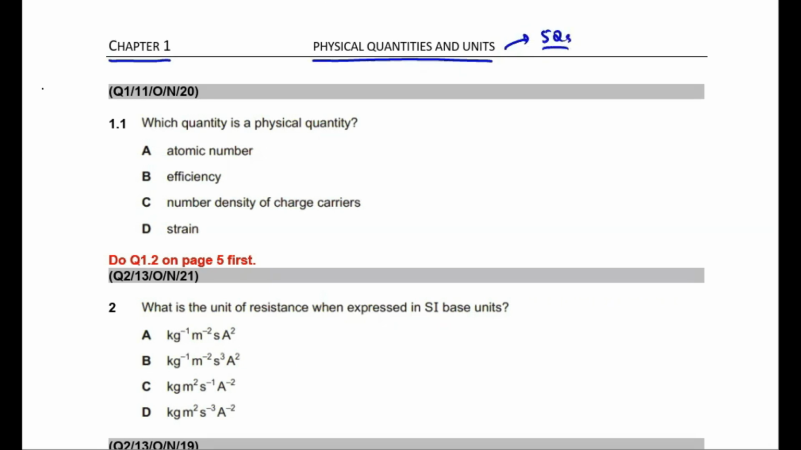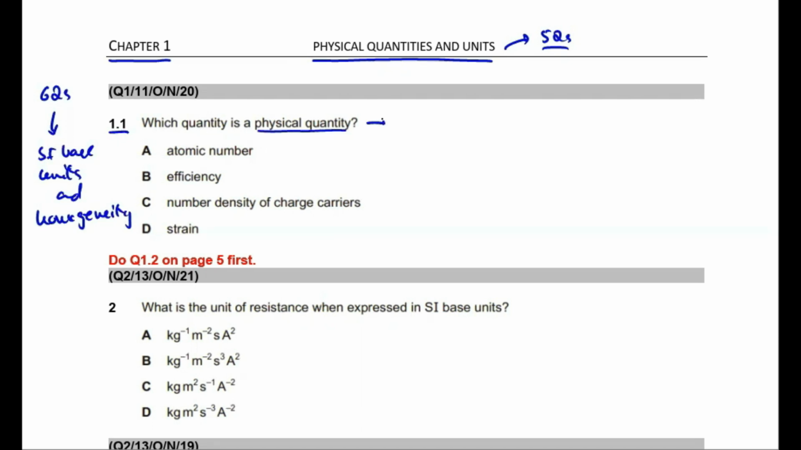Students, in this workbook, first 6 questions are on SI base units, and homogeneity of a physical equation. So let's do the first question first. Question number 1.1. Which quantity is a physical quantity?